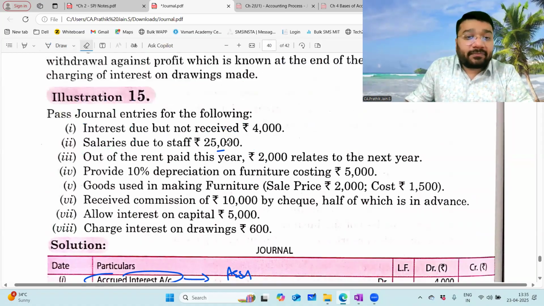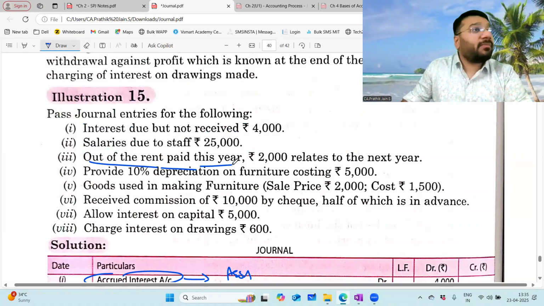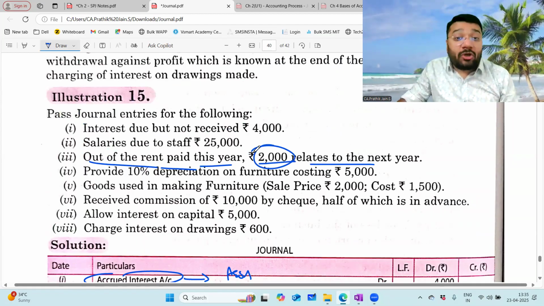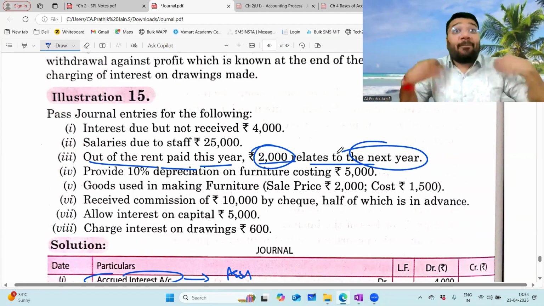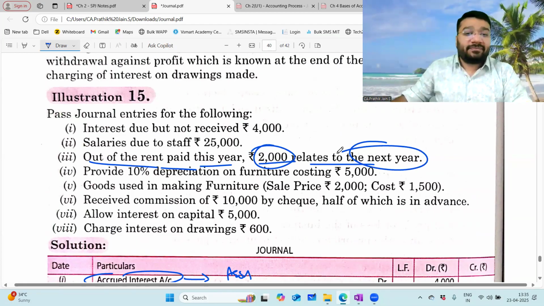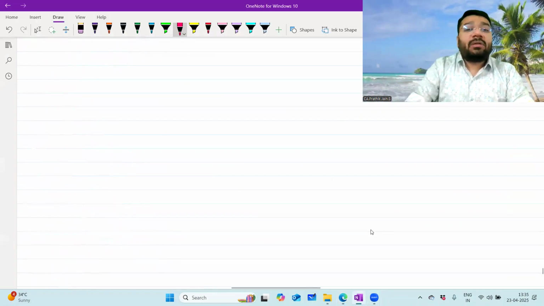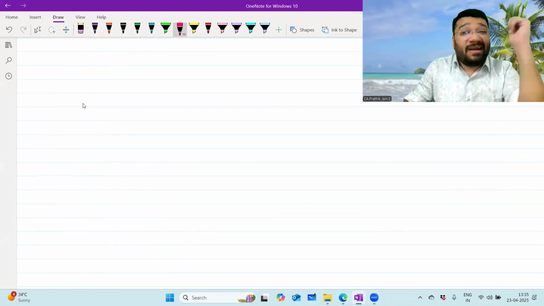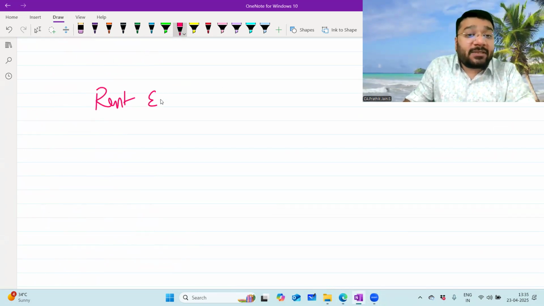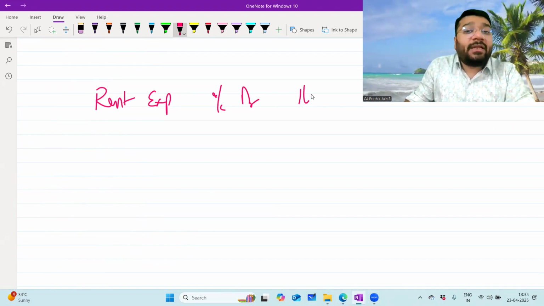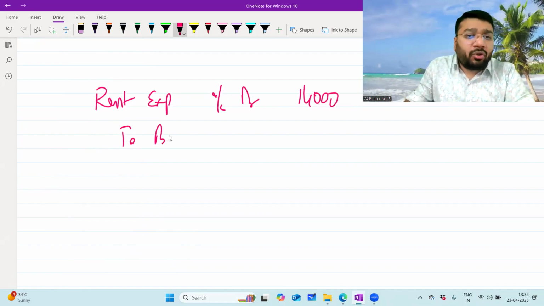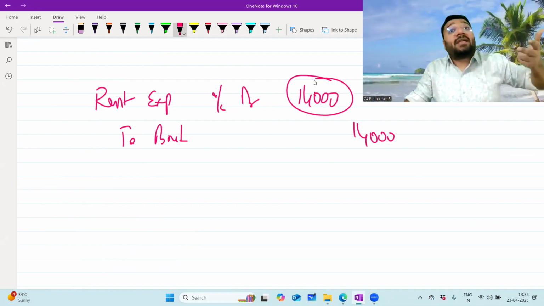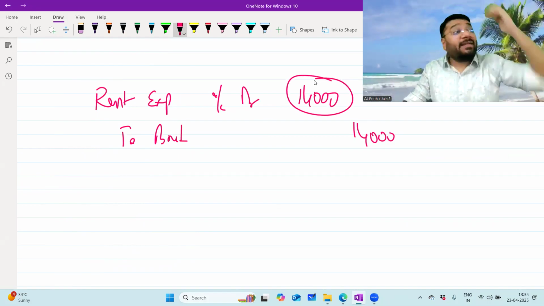Out of the rent paid this year, 2,000 relates to next year. Means the 2,000 rupees you've paid, I'm going to get the service next year. So let's say the total money that you paid is 14,000. While making the payment, what entry? Rent expenditure account debit, let's say 14,000, to bank 14,000. I'm telling that in this 14,000, you paid 2,000 extra, where the service is going to come only next year.